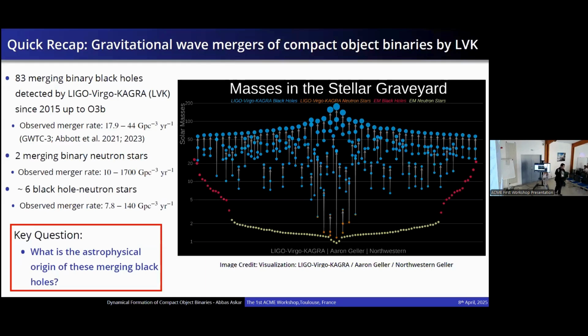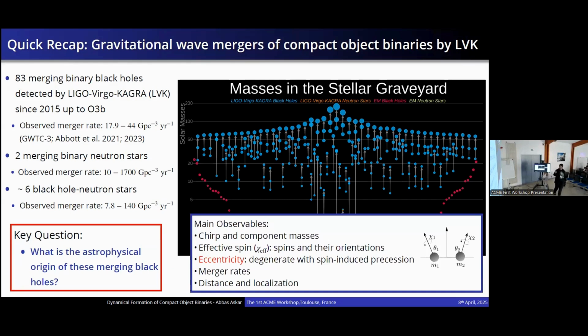So, quick recap, you've seen this figure a few times. We know of about 80 announced merging binary black holes in the LIGO Virgo KAGRA detections, and a couple of binary neutron stars and a few black hole neutron stars. And really the key question is, what is the astrophysical origin of these merging black holes?